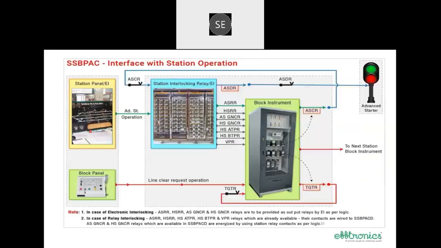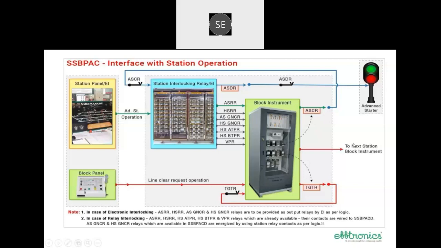So what block operations are done by using this block panel? Block operations can be said in two types, or block operations can be divided into two. First, taking line clear is one operation, and second, taking advanced order off. For taking line clear, request operation is sent to this block instrument as input, as a command, and this command or this request is sent to the other station or other end block instrument.